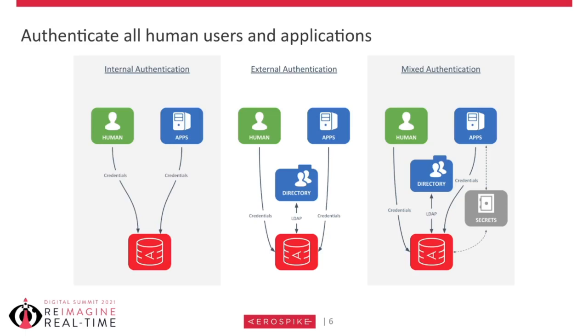Aerospike's default out-of-the-box internal authentication is shown on the left side here. This is your typical username password that everybody's used to. It's very fast, it's very easy, but it does have a problem in that you have credentials now stored in Aerospike database, and for an enterprise with thousands of systems or tens of thousands, you try to avoid that sort of credential sprawl everywhere. So you want to get those credentials out of Aerospike and into your central employee directory, especially for those human users.